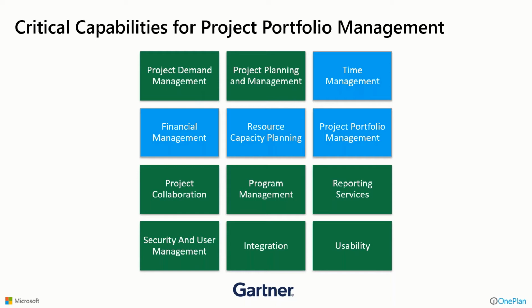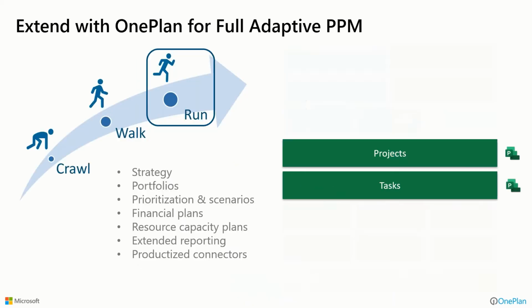So that's where we get into the meat of today's webinar. The Gartner Group talks about critical capabilities that many people desire to have in a project portfolio management system. And today we're going to focus on these things in the blue, and talk about how OnePlan and OnePlan Solutions can extend this accelerator to provide this capability for you in the areas of things like time management, financial management, resource capacity planning, and the different dimensions of project and portfolio management.